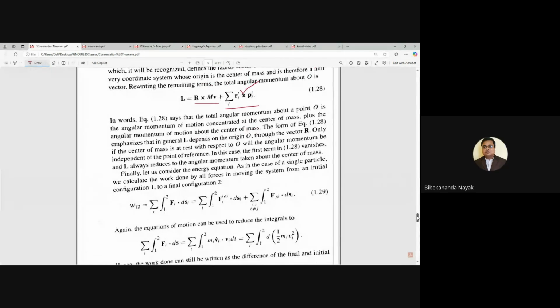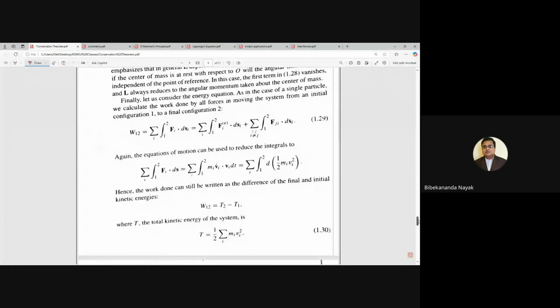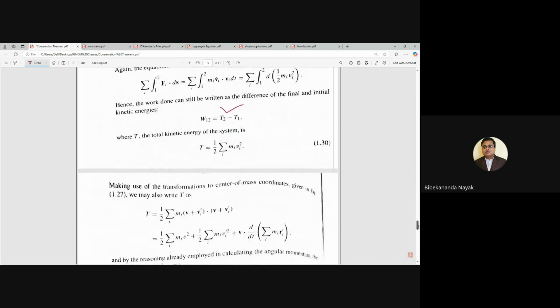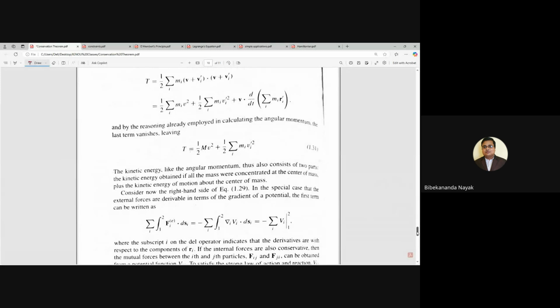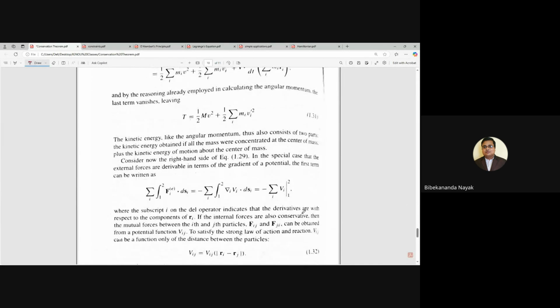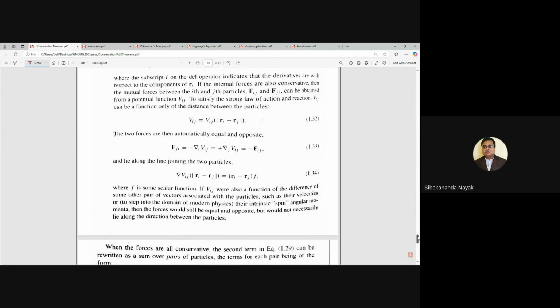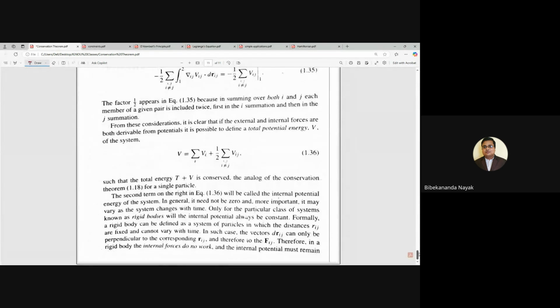Then for energy conservation, what we do for a single particle, you can just extend it. That idea that W12 is equal to the change in kinetic energy, you know that work done is equal to the change in kinetic energy, and if it is a conservative system, you can put it equal to the change in potential energy. Finally, you get that energy is a conserved quantity. Okay, I'm not going into details. It is very similar.